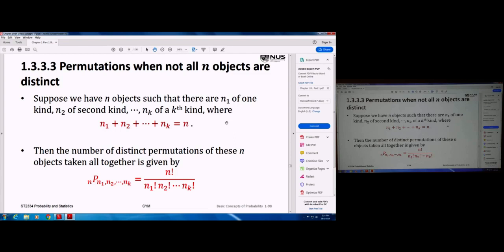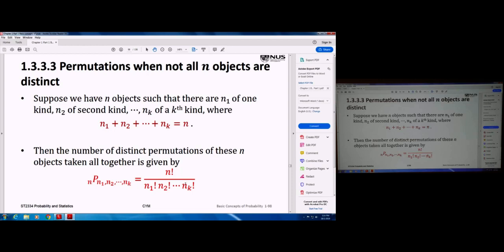What do I mean? For example, you could take a hat. I've got 3 blue balls, 3 red balls, and 7 green balls. It's a strange example. We're asked, what is the number of distinct permutations of these objects taken together? It's given by this formula here, very similar to the one we had before: n factorial over n1 factorial, n2 factorial, up to nk factorial.